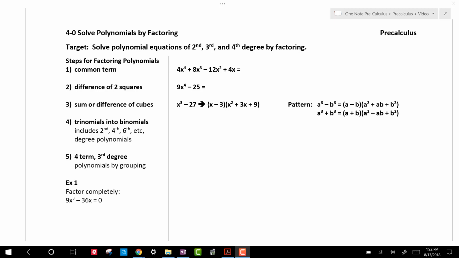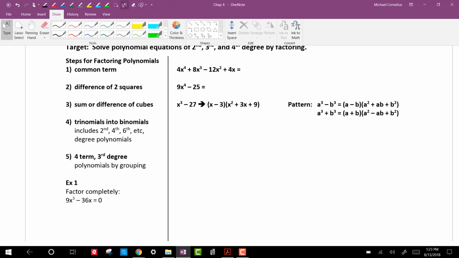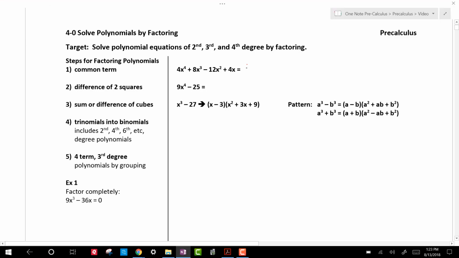If I look at all four of these terms, I notice immediately that they're all divisible by 4 and they all contain at least an x to the first power. So I can actually factor out. So let me get my pen color right here. We'll start off with red here. We'll factor out a 4x.